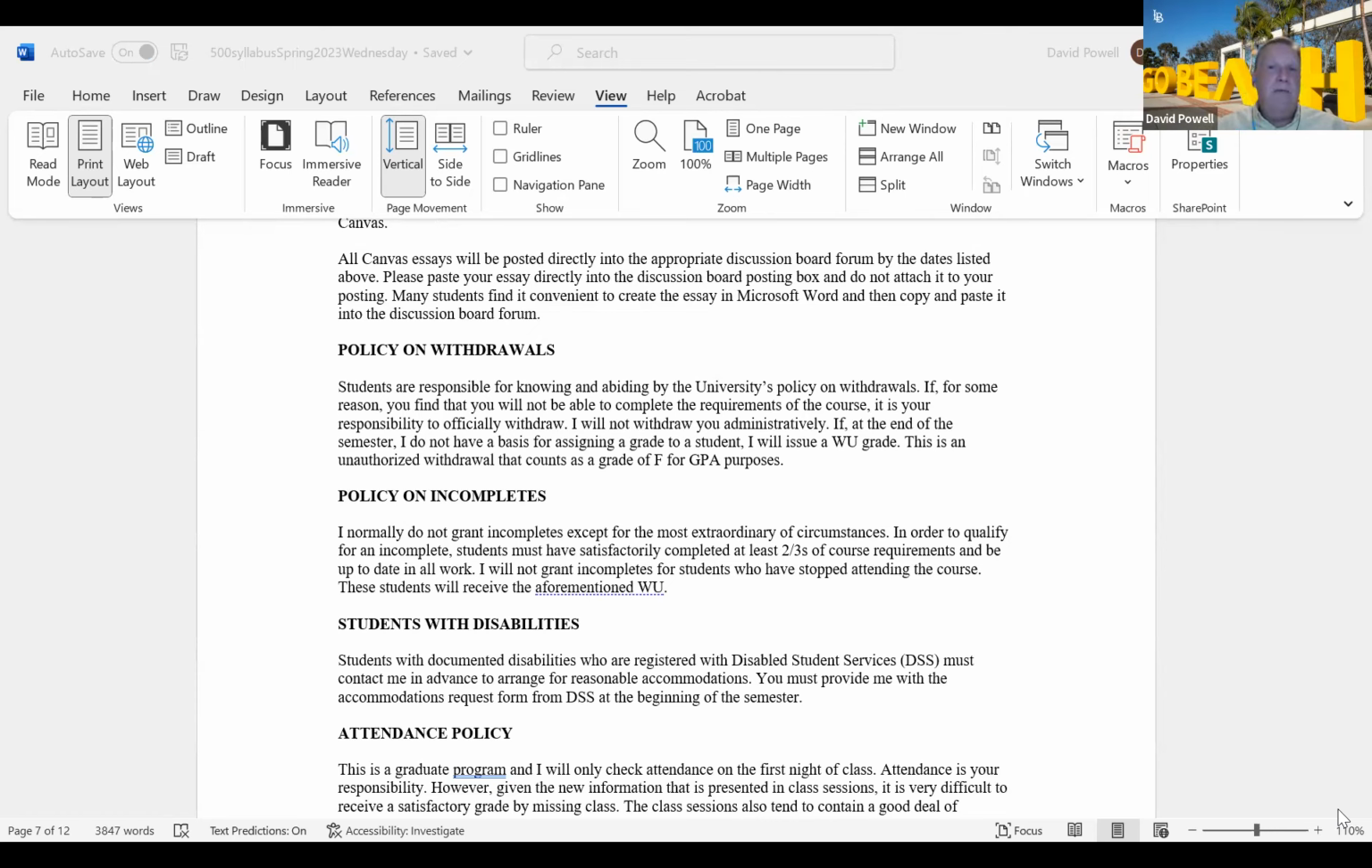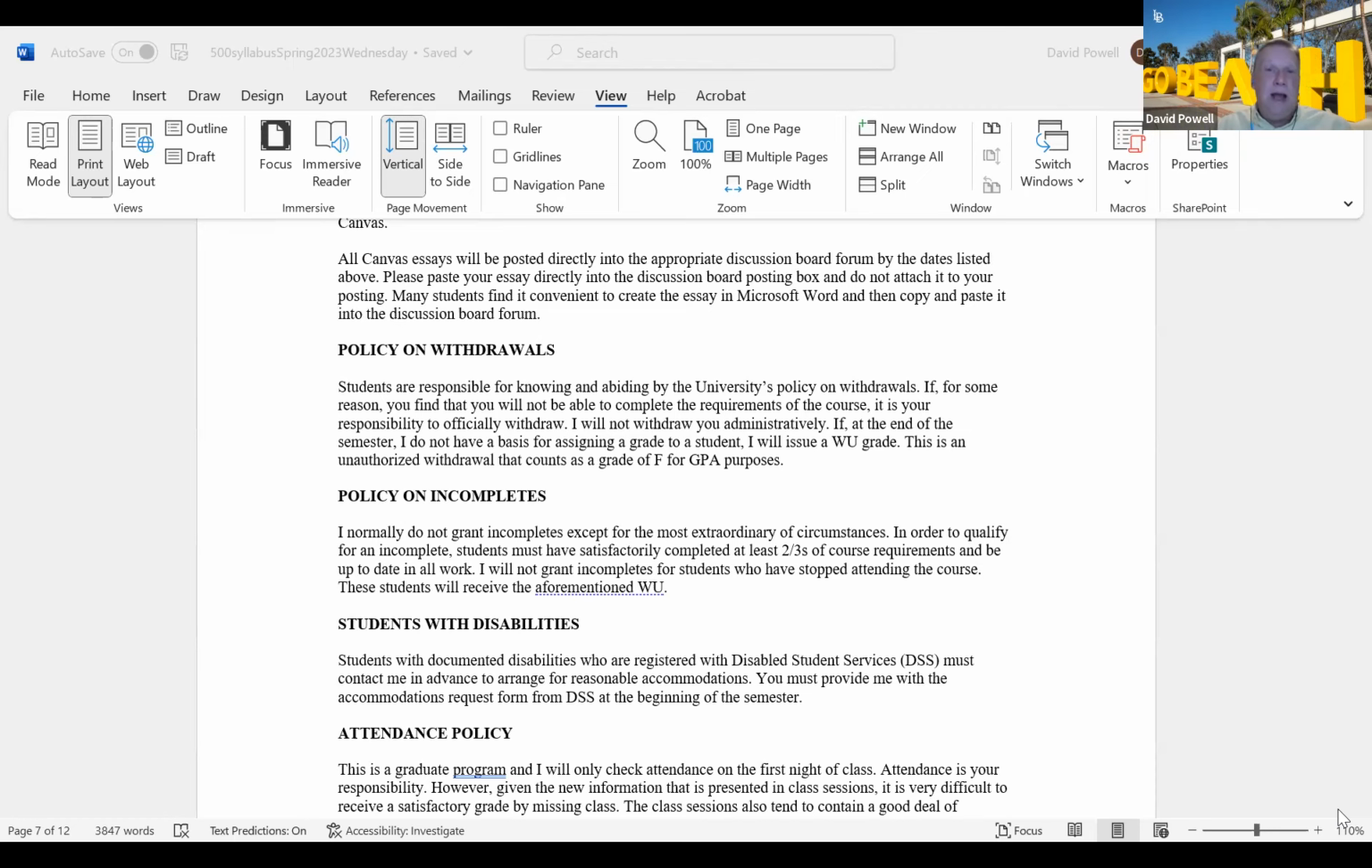That counts as an F for GPA purposes, so we want to do everything we can to keep an unauthorized withdrawal off of your transcript, because once they go on the transcript, they're notoriously difficult to get off of the transcript. I served 10 years as department chair, and I know I've fought that battle over and over with enrollment services, and have been pretty unsuccessful at getting those removed from transcripts. So it's better just to avoid them altogether.